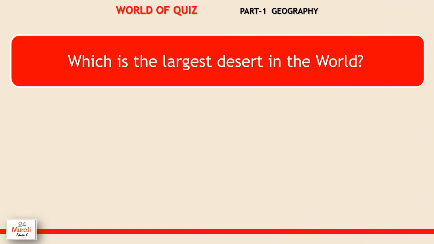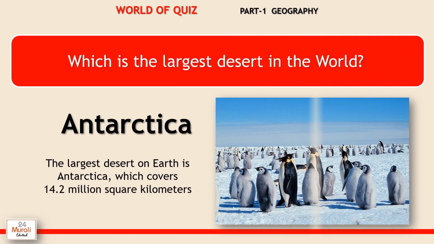Which is the largest desert in the world? Antarctica. The largest desert on Earth is Antarctica, which covers 14.2 million square kilometers.